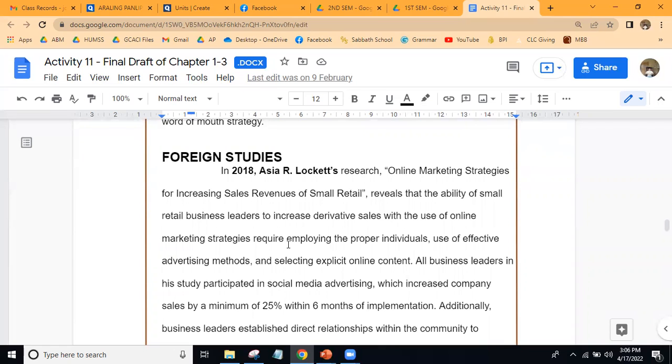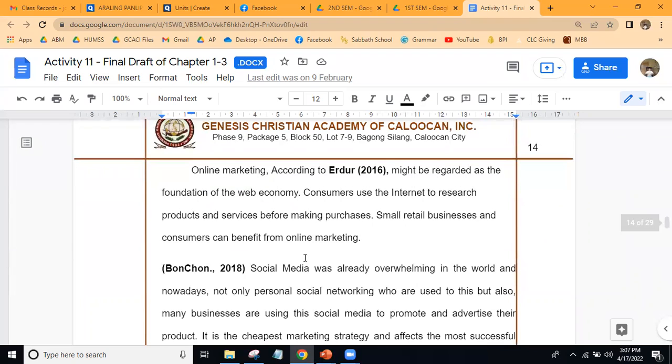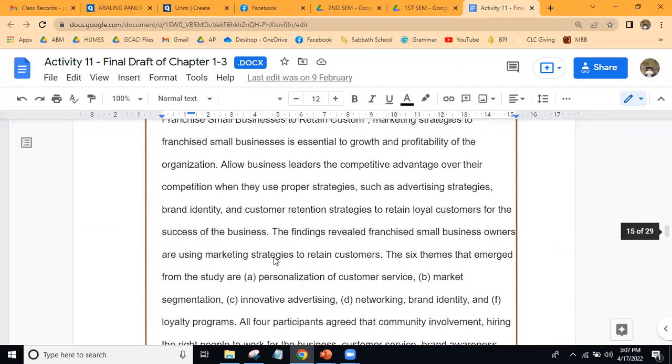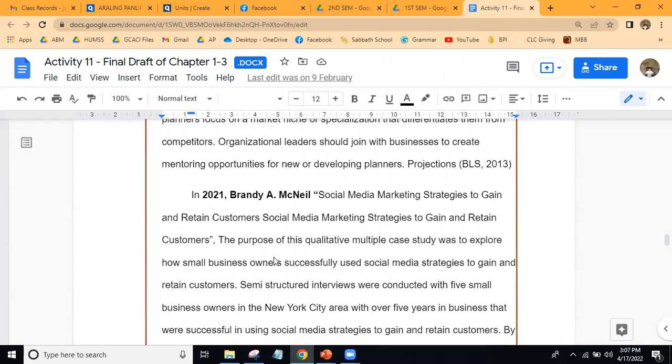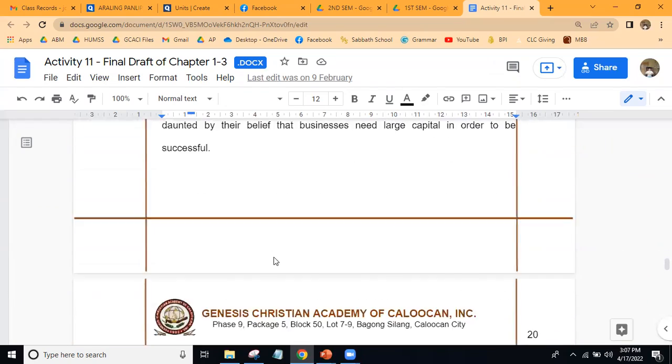So before, we really made the effort to go to the library to read the research related to the same study we had chosen. So foreign and local studies come from previous research, from previous students who conducted the same studies. So after that, we will have a synthesis. Local studies, and then synthesis.